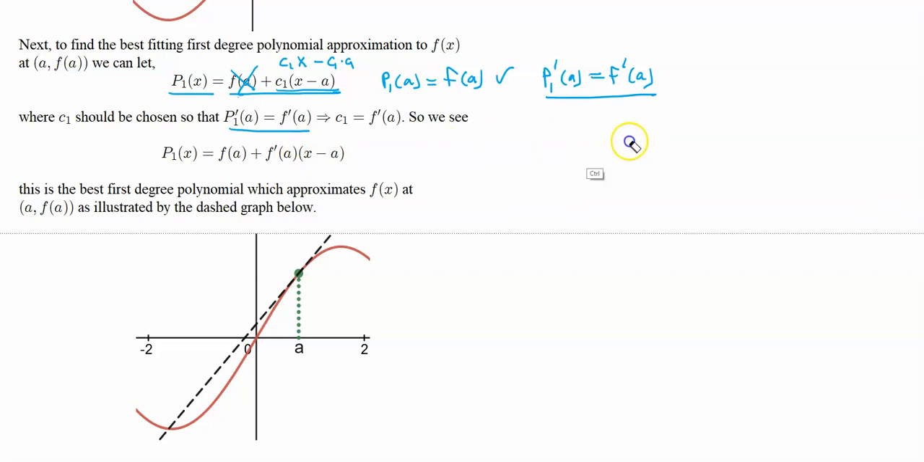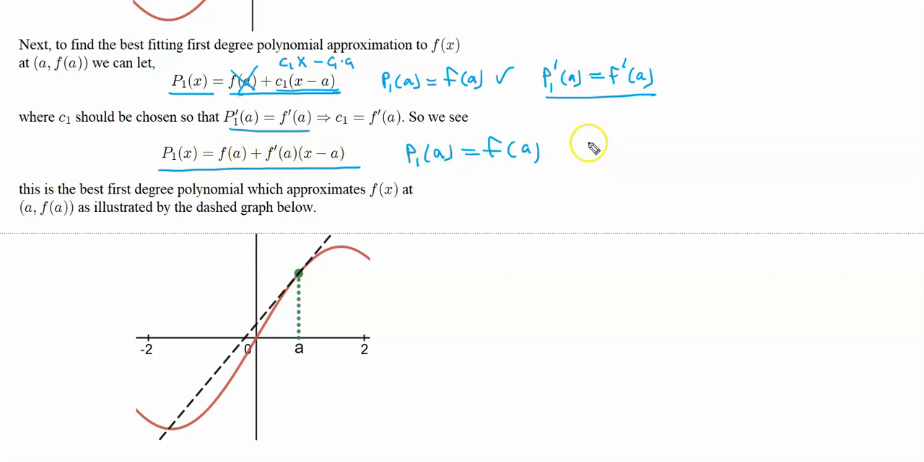Okay, now also notice that for this function, the way we have it written, keep in mind a is a constant, f of a is a constant, f prime of a is a constant. Notice for this function, we do indeed have that p1 of a equals f of a. That does indeed hold, because if we put a in for x, this goes to 0 and we're left with f of a.